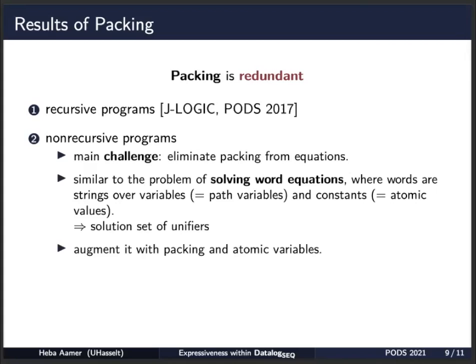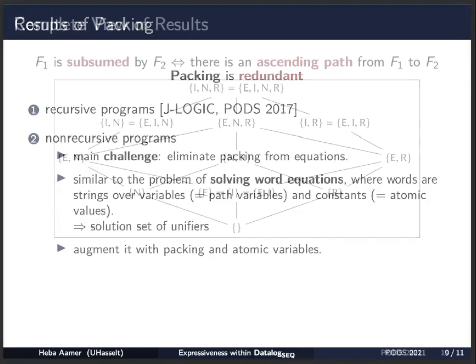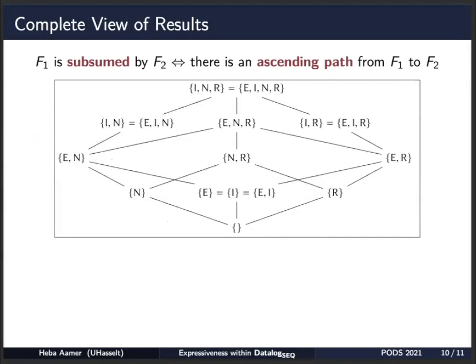rules. So in order to do that, we found that it's quite similar to the problem of solving word equations, where words are strings over variables and constants. The variables in the case of word equations are similar to our path variables, and the constants are our atomic values. The problem is to get the solution set of unifiers that make the two words identical. So we leverage this technique by adding packing and atomic variables to the algorithm and argue why we guarantee termination in our case. The following diagram is a summary of all of our results.